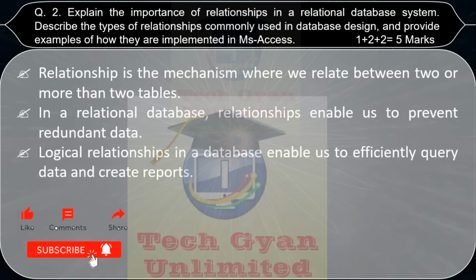In a relational database, relationship enables us to prevent redundant data. Logical relationship in a database enables us to efficiently query data and create reports. That's all you can write for the 1 mark. So let's discuss the second part of this question.